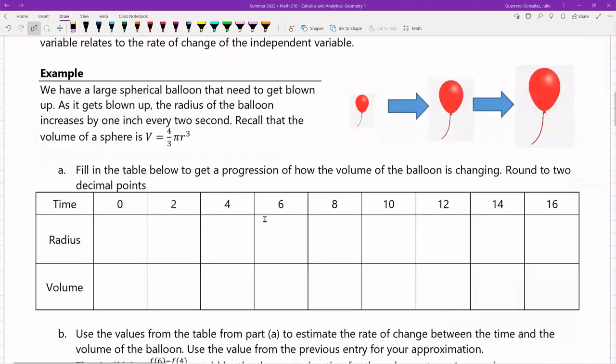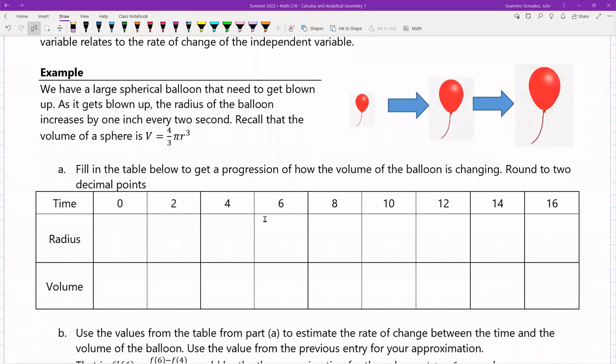Okay, so let's take a look at this example right here. Let's say you had a spherical balloon that needs to get blown up. And as it gets blown up, the radius of the balloon increases by 1 inch every 2 seconds. One of the equations that we're going to need back from like middle school, elementary school, kindergarten is this right here, the volume of a sphere. So picture a big fat ball in front of you, right? The volume of that ball is given by that equation right there. 4/3 pi, we all know what pi is, 3.14159 and change. R cubed, R being the radius.